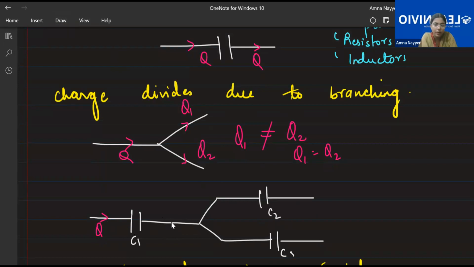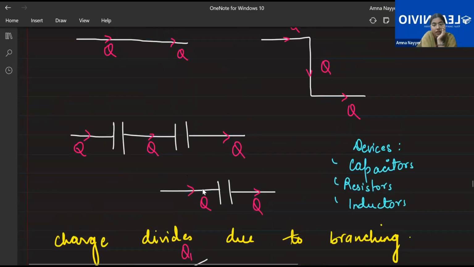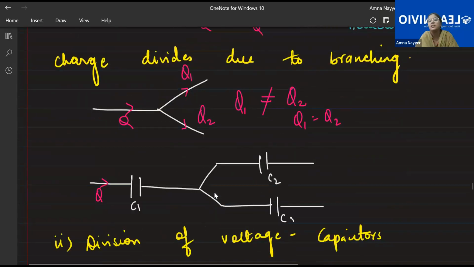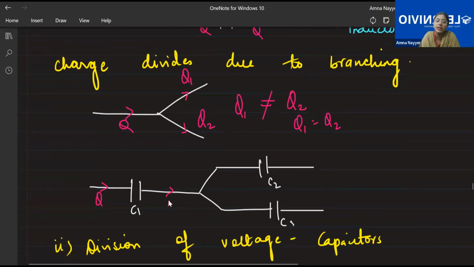It will change. Why? Because there's a capacitor. Did I not tell you that capacitors don't affect it? So it's the same. Now here will it be the same in this part? No, it's getting branched, so it won't be the same.